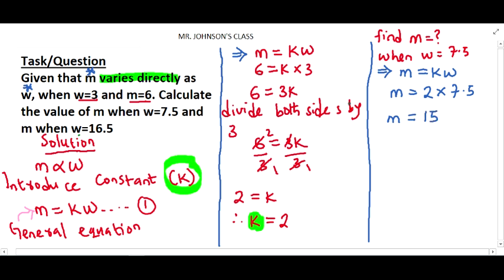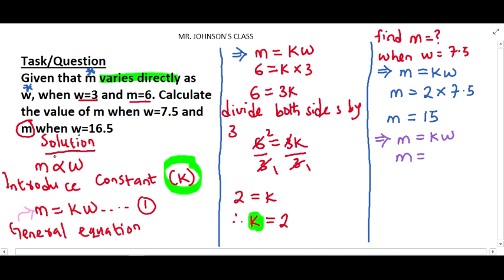We've gotten 15. Now the next part of this question stem is saying W and M again. We have to solve for M twice. Always be conscious of what you're solving for. That will really help you to get the accurate answer. So we're solving for M again. Let's bring back our general equation that says that M equal to KW. So M, we don't know what M is again.